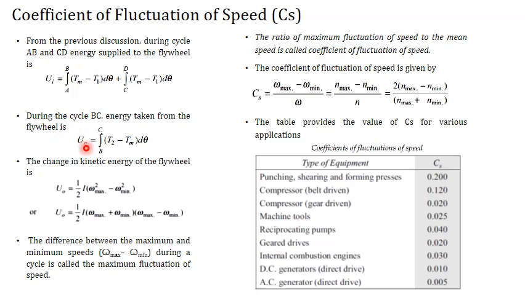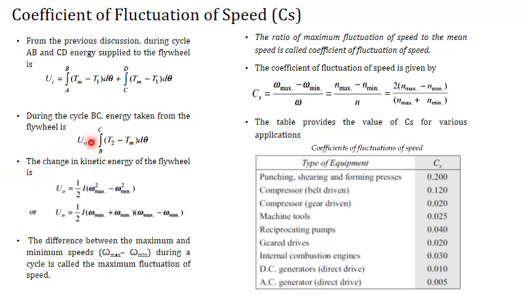Now, during the cycle BC, energy is consumed by the system, and this energy consumed by the system will be taken from the flywheel. So energy taken from the flywheel can be computed as integration from B to C of T2 minus Tm, where T2 is the output torque required during the cycle BC and Tm is the mean torque provided by the flywheel.